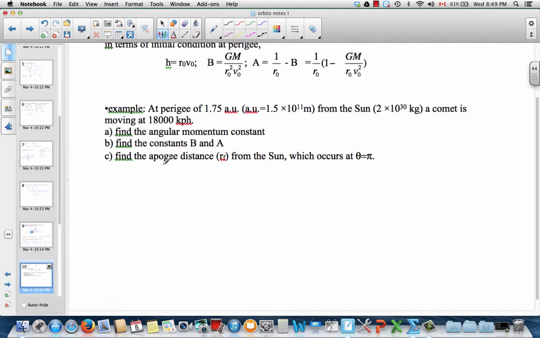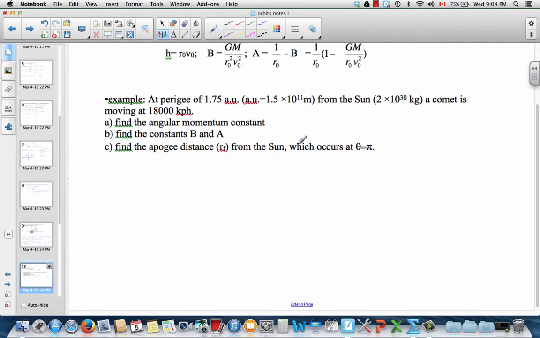Now you'll see that I've skipped a couple of pages in the notes, and I'm now, I believe, up to page 9, doing an example. Just let me check on that. Okay, so false alarm. This is actually at the bottom of page 6 in the notes. So here we've got the distance of closest approach. It's 1.75 astronomical units, or in meters, 2.625 times 10 to the 11. And it's orbiting the sun, and it's moving at, you'll see I changed this in the notes, 25,000 meters per second. Okay, so find the angular momentum constant.